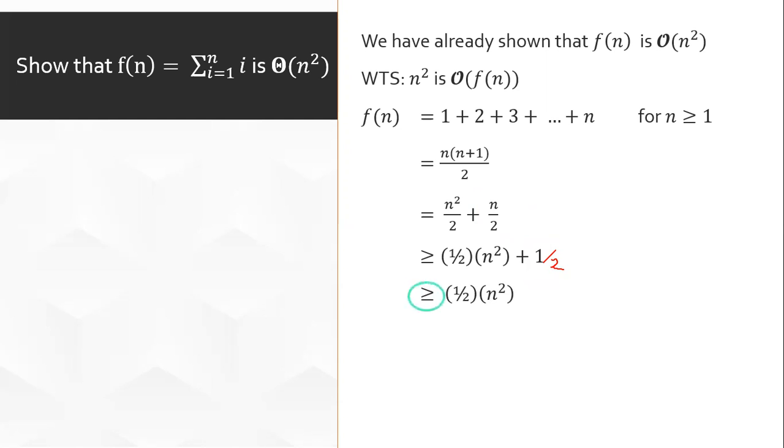Do a little bit of rearranging here. Multiply both sides by 2, and you'll see that n squared is less than or equal to 2 f of n, as long as n is greater than or equal to 1. Well, we've done it. We've got our c and our k. Therefore, n squared is big O f of n, so f of n, the sum from 1 to n, is on the same order as n squared.